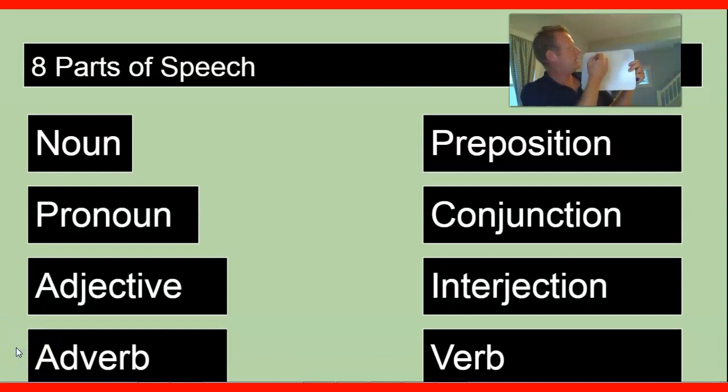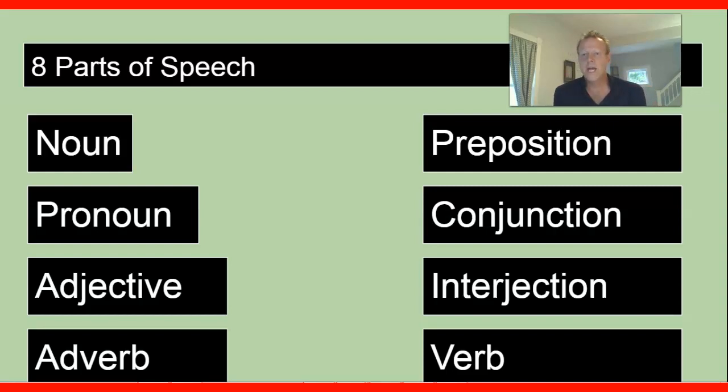All right, so if you guys remember, you've got for, and, nor, but, or, yet, and the S would be so. These are all conjunctions. Fanboys. For, and, nor, but, or, yet, so. Those words are used to connect. All right?